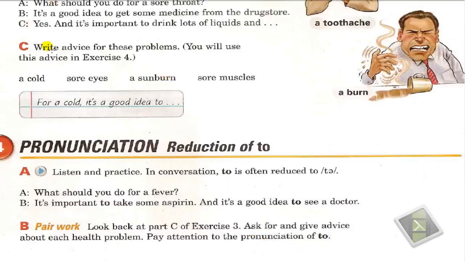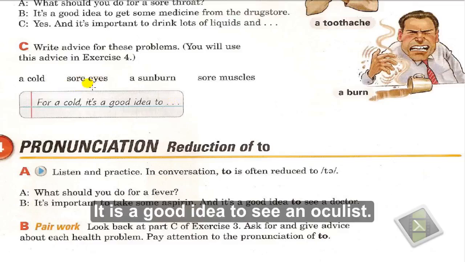C. Write advice for these problems. He will use this advice in exercise 4. A cold. For a cold, it's a good idea to see a doctor. Sore eyes, inflammations in the eyes. It's a good idea to see an oculist. An oculist, a doctor for eyes, a doctor who cures eyes.